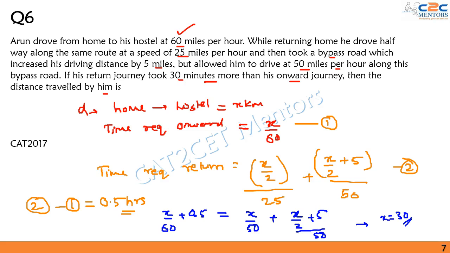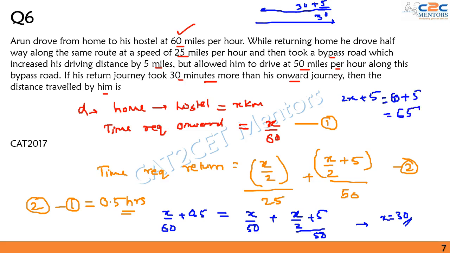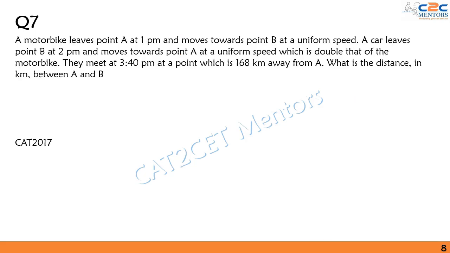Therefore, the net distance that he will have traveled is going to be equal to 2x plus 5, because during his onward journey he would have traveled 30 kilometers, and during his return journey he would have traveled 30 kilometers plus 5 kilometers of that bypass road. So this is equal to 60 plus 5, or 65 kilometers, traveled by Arun during his entire journey. This is a CAT 2017 question.